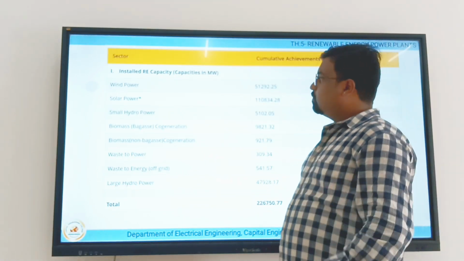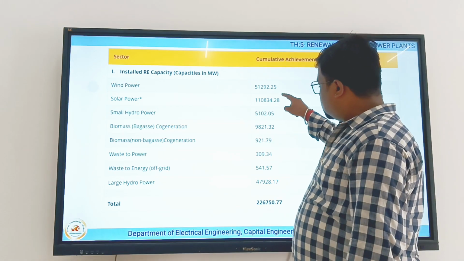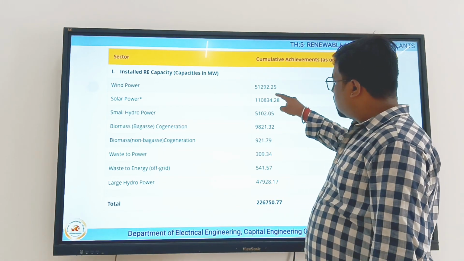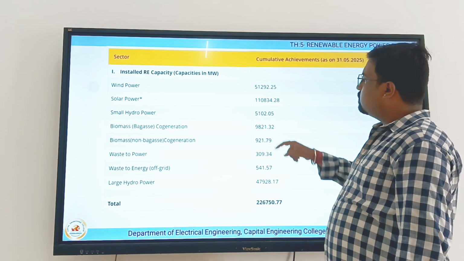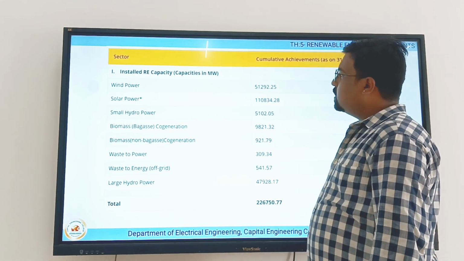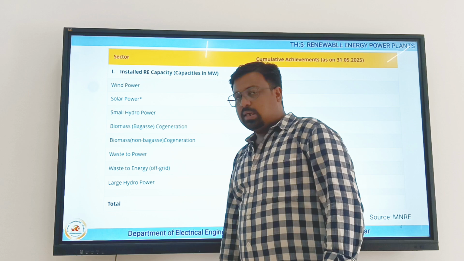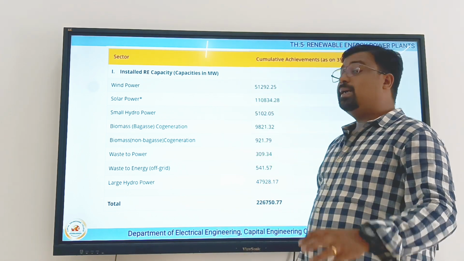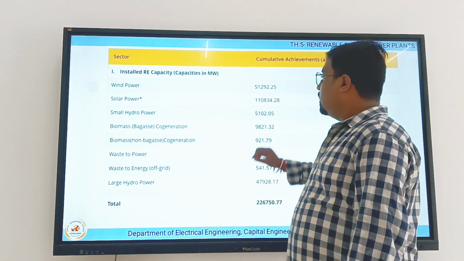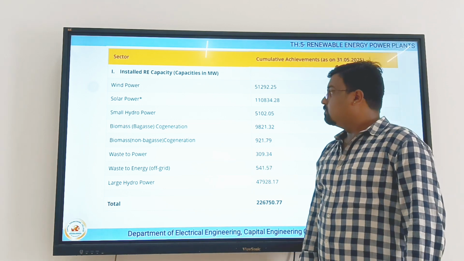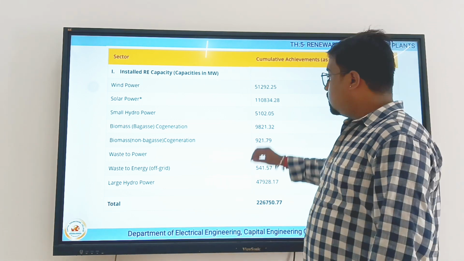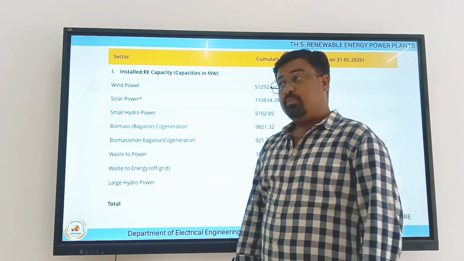You can see this number, the solar power, it is some 1,10,834 megawatts, that is around 110 gigawatts. It is the highest figure in this chart. Yes or no? So this is the highest figure.